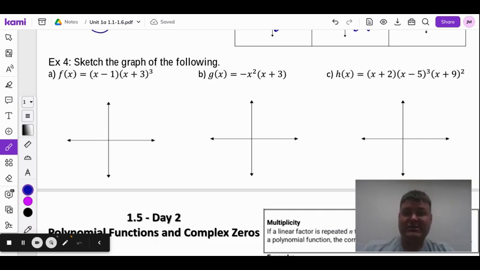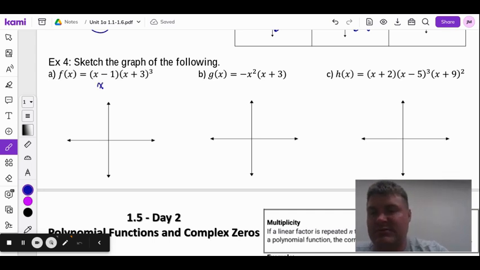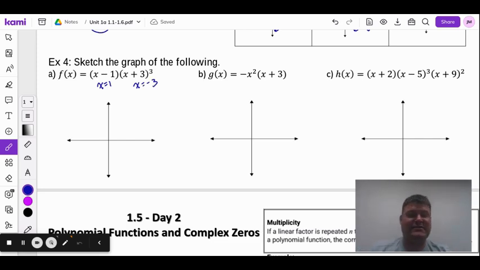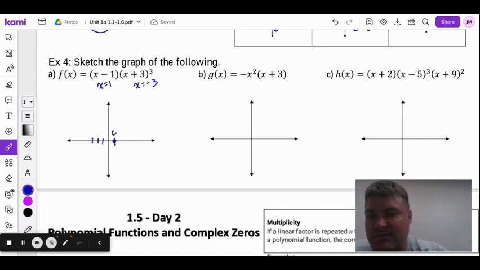We have two distinct roots. We have x equals 1, and we have x equals -3. All I'm doing is taking each factor and setting it equal to 0. So at x equals 1, I'll go out 1 tick mark. I'm going to put a C up there, which helps me as the drawer of the sketch. I know that's a cut. And then at -3, put a dot right there. Put an F for flatten.